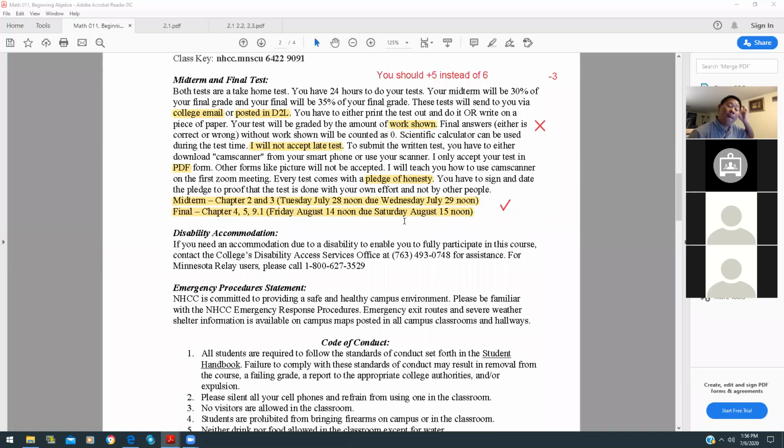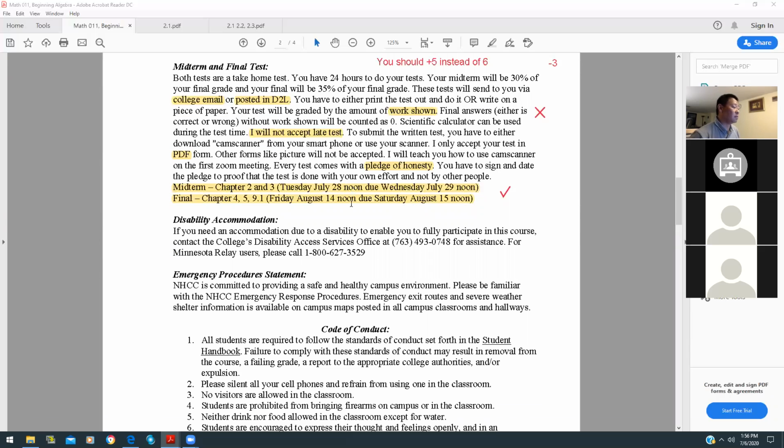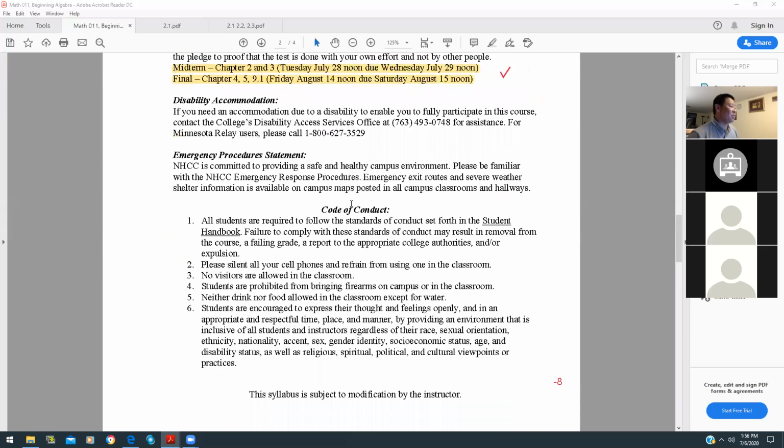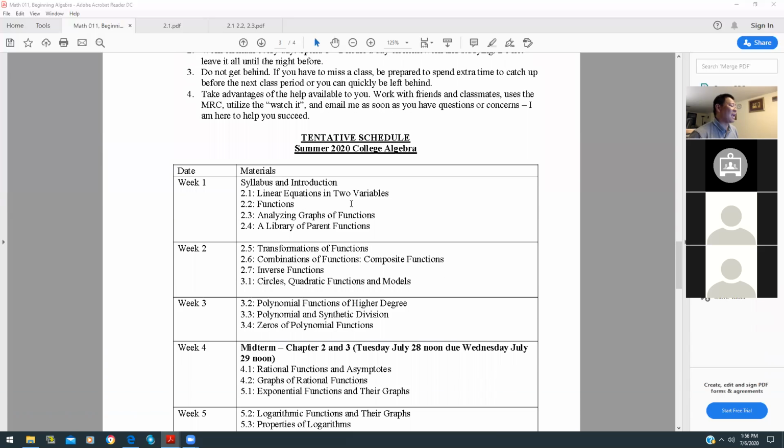We talked to the Access Services people already. So if you have questions, you can talk to them too. But 24 hours is a lot of time for you to do it. Okay. The rest you can read through. It's mostly basic stuff, and this is the schedule that you have.